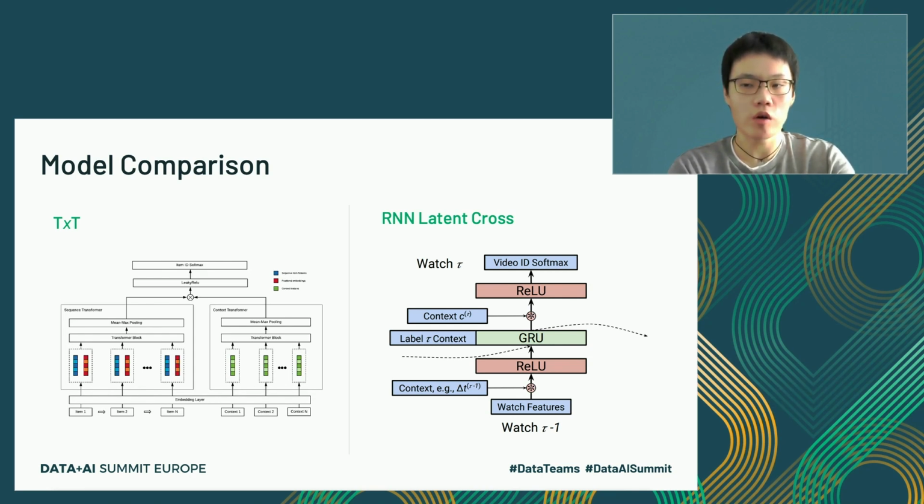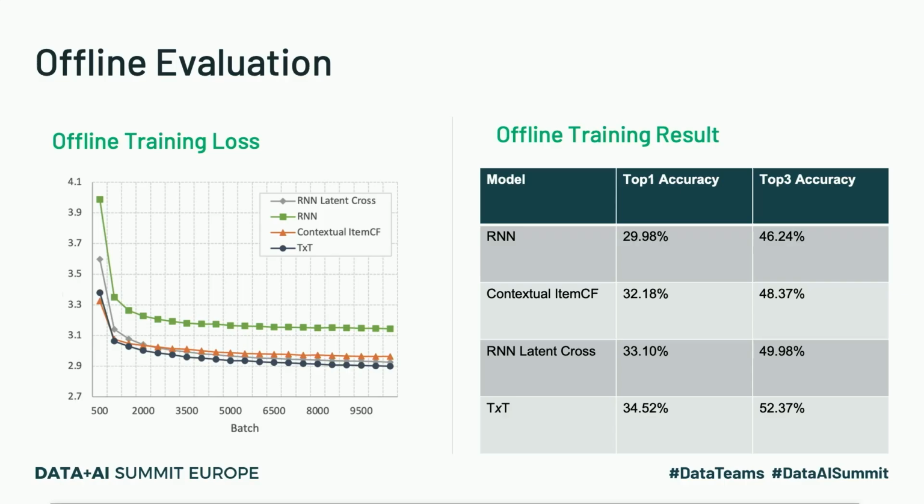optimally. The differences between RNN latent cross and our TXT model: first, we replace the RNN with a transformer architecture, so it can achieve faster parallel training speed when doing big data model training. And second, we also introduced a separate transformer block to capture the complicated interactions of different context features, so the model can learn a better context feature representation when there are multiple context features present.